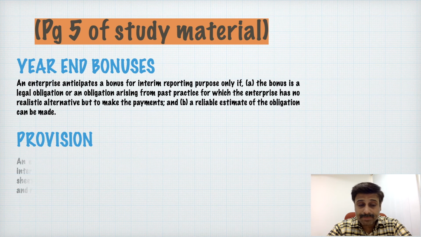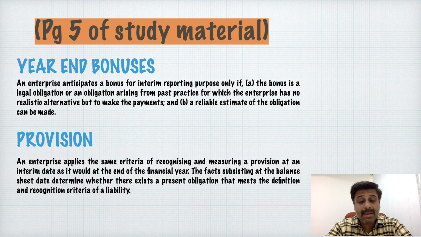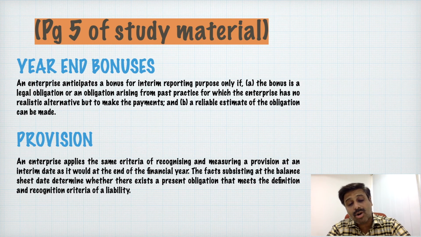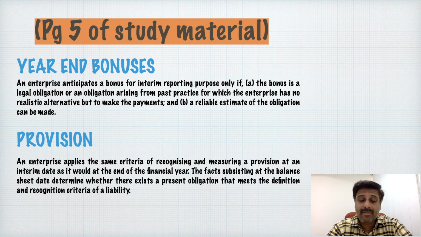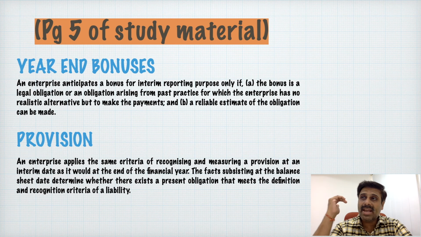Then provisions. An enterprise applies the same criteria for recognizing and measuring a provision at an interim date as it would at the end of the financial year. The facts subsisting at the balance sheet date determine whether there exists a present obligation that meets the definition and recognition criteria of a liability or not. In short, whatever way you make the provision at the end of the financial year, the same rules are to be followed for every quarter also. So if you make any provision at the end of the financial year, you have to make that provision in every quarter also.